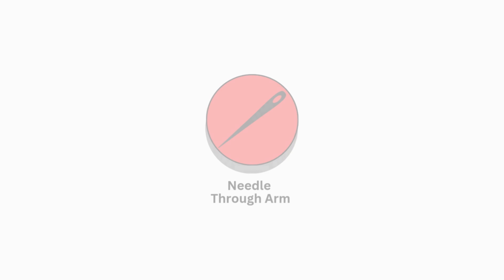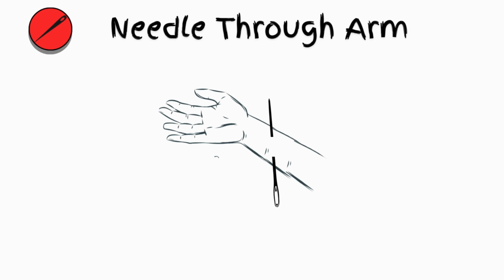Needle through arm. Here, the magician appears to push a large needle through their arm. Beforehand, they coat the area with a quick-drying adhesive, which helps stick the skin around the needle as they perform the trick. The needle even includes fake blood to heighten the illusion.